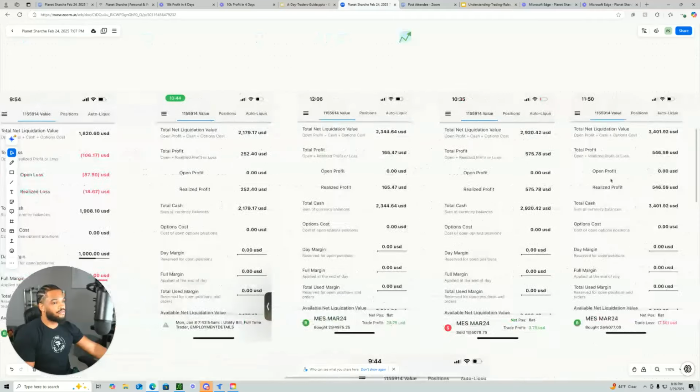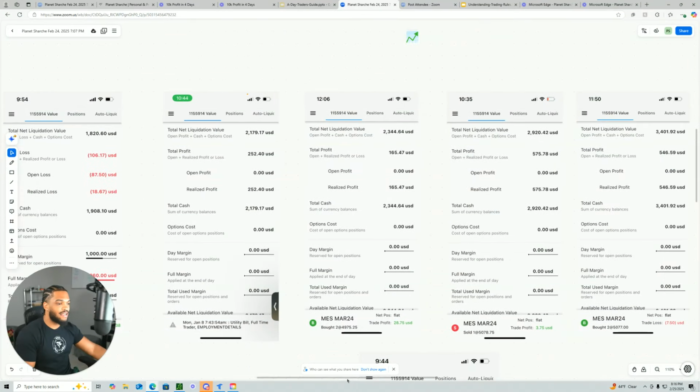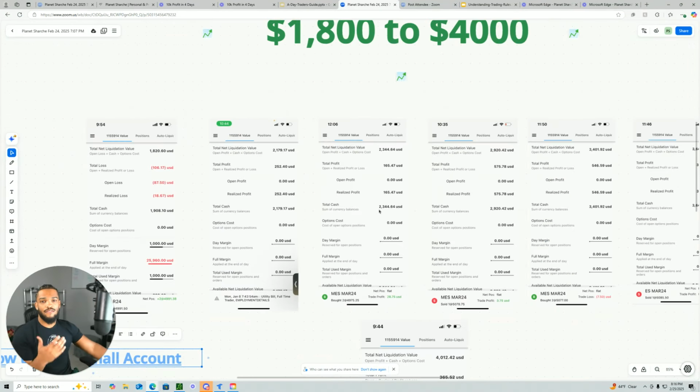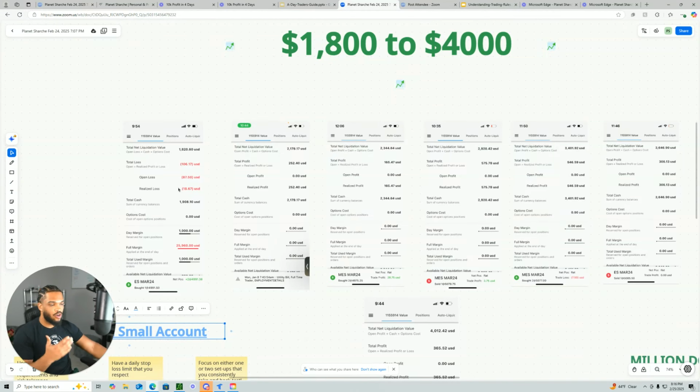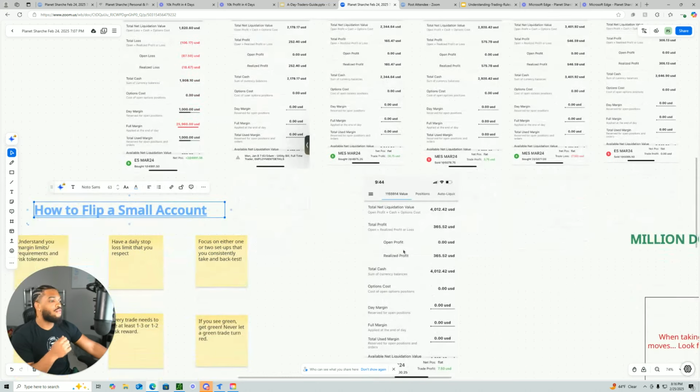So first, this took about a total of 6 to 7 trading days. That means about five days in a full trading week. So it took me a full trading week, and then the next week, like 2 days. As you can see here, I started off at an $1,800 account. First day, flipped it to $2,179. Next day, flipped it to $2,344. Next day, flipped it to $2,920. Next day, flipped it to $3,400. Next day, $3,646. And then the last day of the account, as you can see, $4,000.